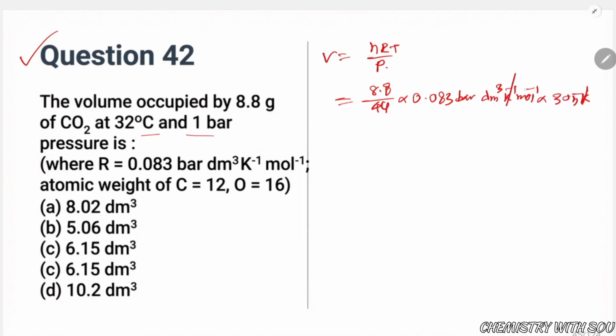Now Kelvin cancels, and the pressure is given as 1 bar. Now bar cancels, and mole inverse cancels with mole unit. So we have the final answer of about 5.063 decimeter cube. Option B is correct.